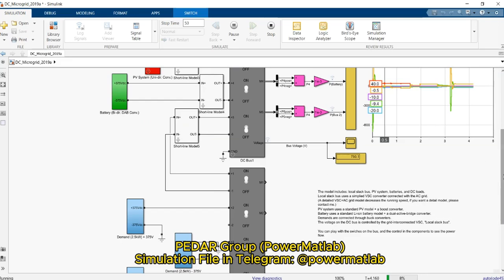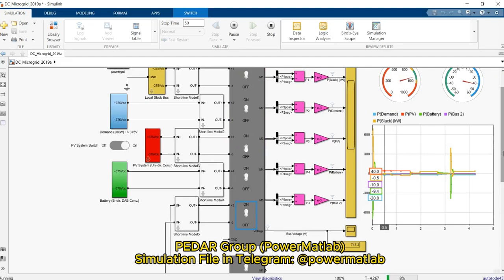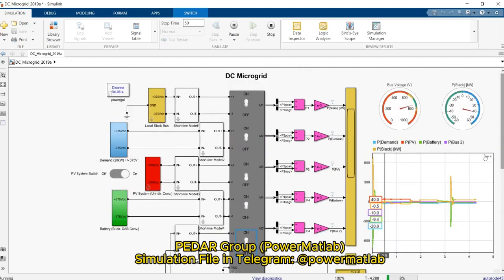For example, if you want to connect another DC load by changing this switch to on mode, we can see the demand is increased, so the slack bus must increase the output power that it injects into the DC power microgrid with the aim of controlling the voltage. So as you can see, you can study different states of operation for DC microgrids in different scenarios.